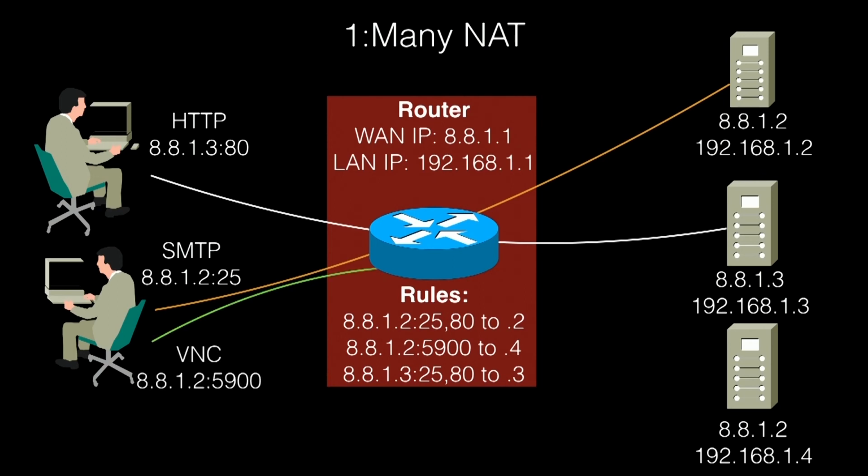So now he's also opening a VNC connection because he's a power user. So he's got this VNC connection going into the router, which is the same public IP address. So the router is looking at this and saying, okay, I've got actually 2 entries for this. Which one are you after? 5900? Okay, you're going to this server.